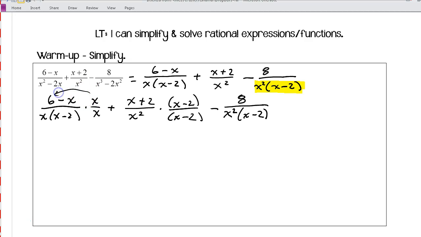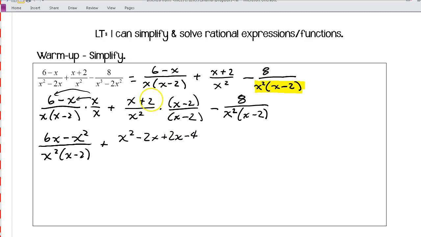Alright, and then we'll go ahead and do a little simplifying. I'm going to distribute over here. So I'm going to have 6x minus x squared, and then that's all going to be over my common denominator, which is x squared times x minus 2. And then plus, I need to FOIL this out on the top, so that's x squared minus 2x plus 2x, and then minus 4, so just FOILing out the numerator there. And that's all going to be over my common denominator, x squared times x minus 2, and then minus 8 over x squared times x minus 2.